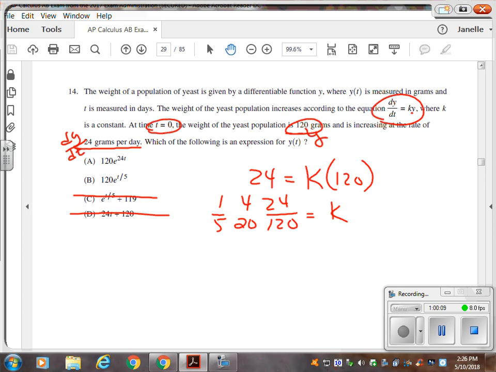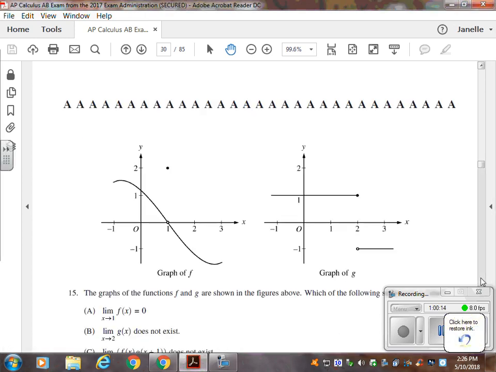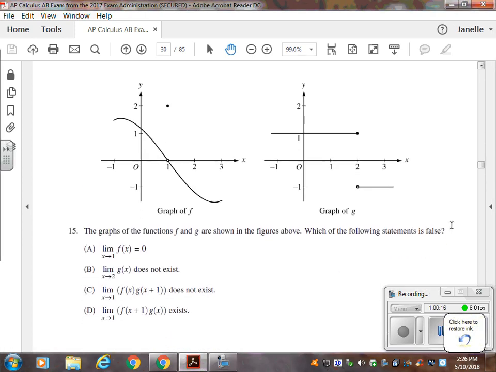We didn't do 15, that's correct. So we're going to look at 15. In 15, you have to interpret what these graphs mean so that you can understand what these notations down here are. So let's go through and interpret. So out of the graph of f, the limit at 1 is 0. Does everybody understand that?